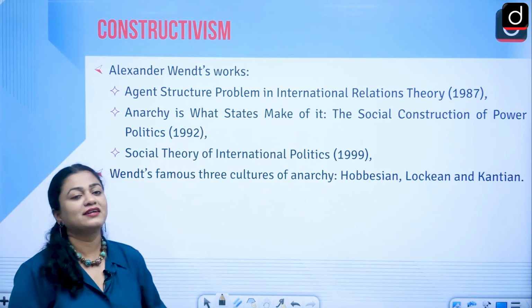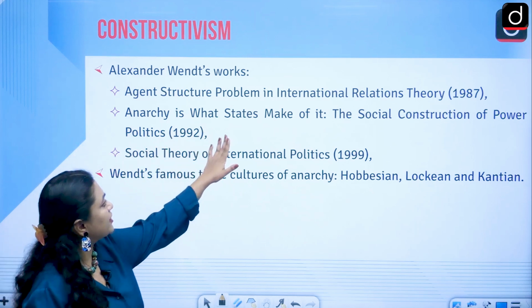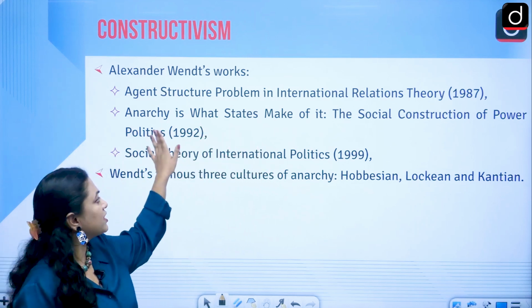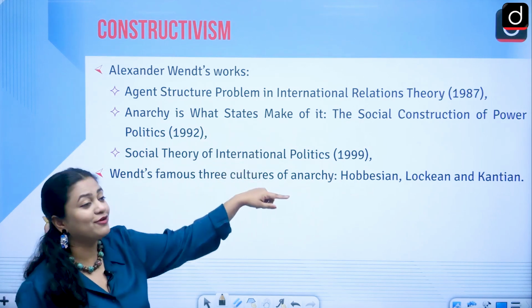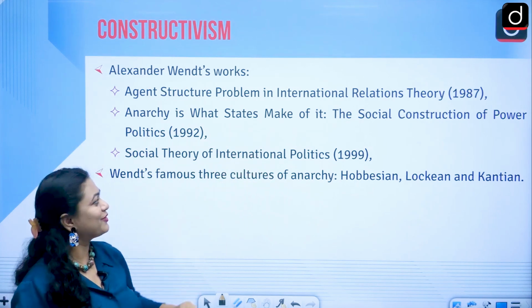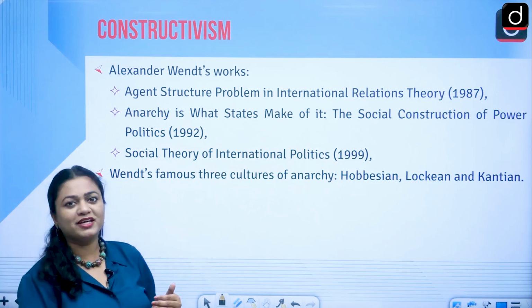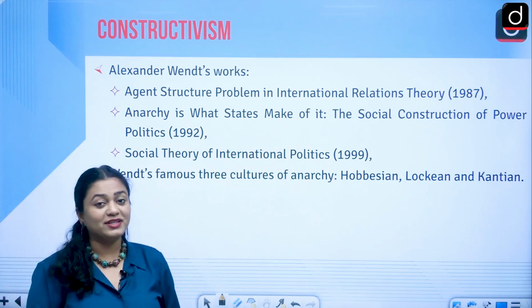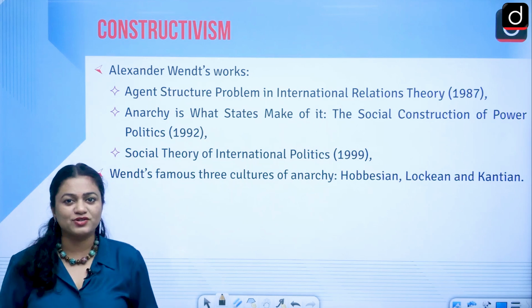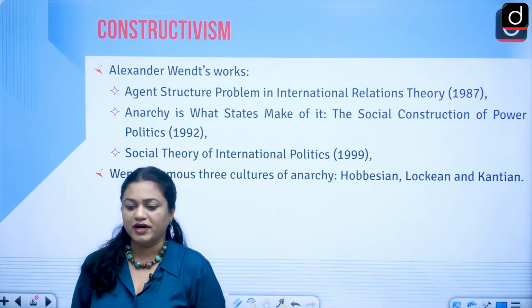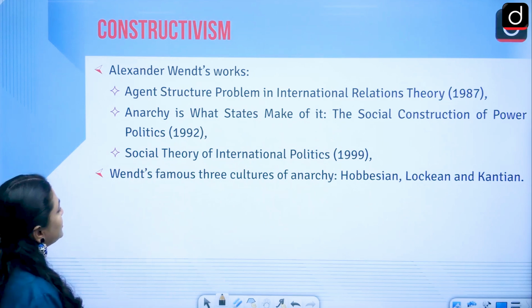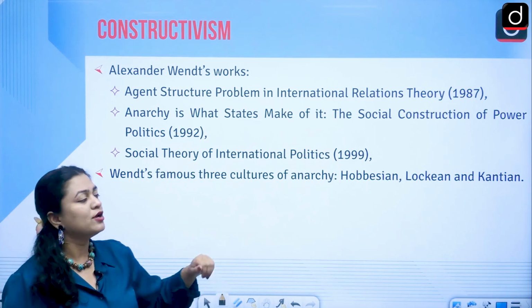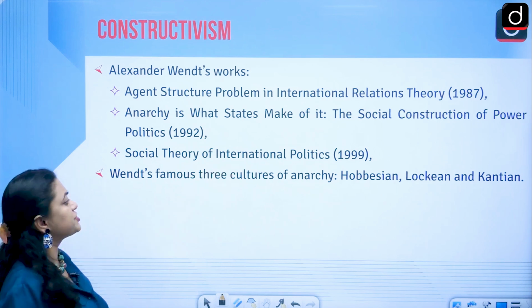Now you can understand from the title of the work itself that anarchy is what states make of it. It's a constructivist approach, okay? Like the states are actually making the anarchic situation. Anarchy is not something that is natural. It is actually a constructed one, okay? Then Social Theory of International Politics, he published in 1999. Okay, these are the prominent works that I have mentioned here.